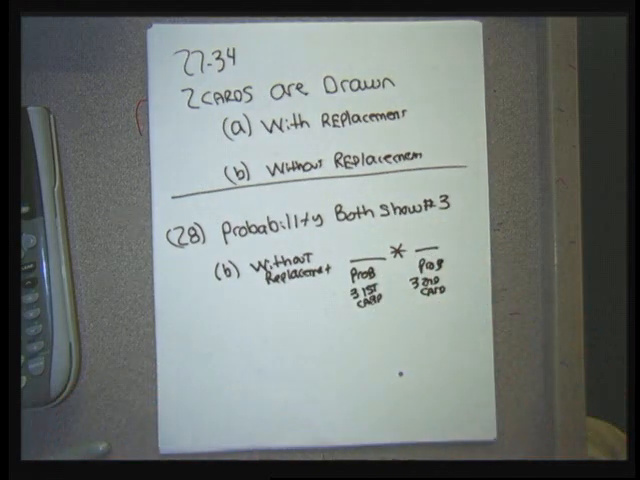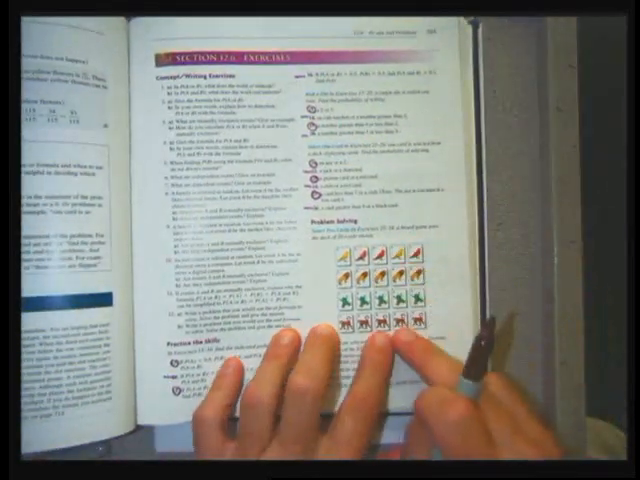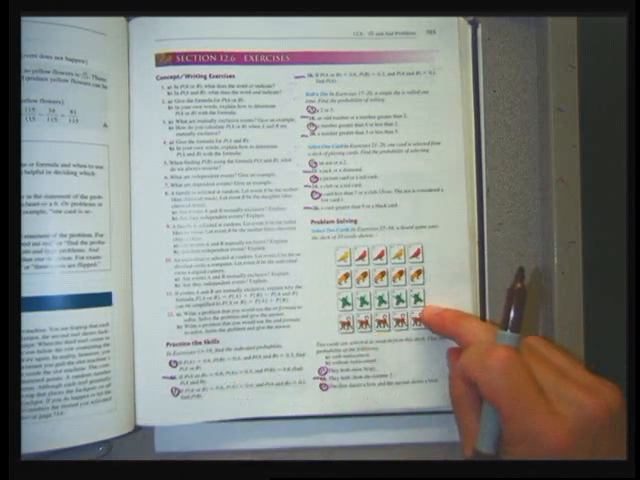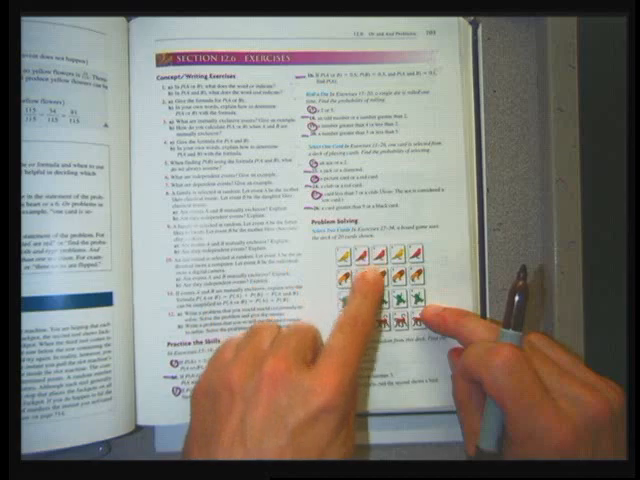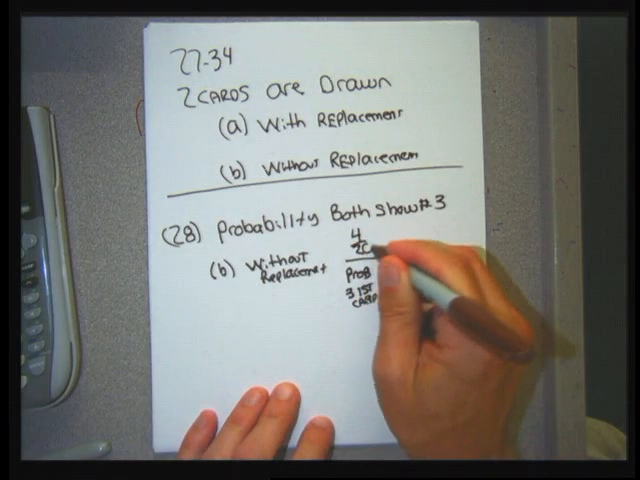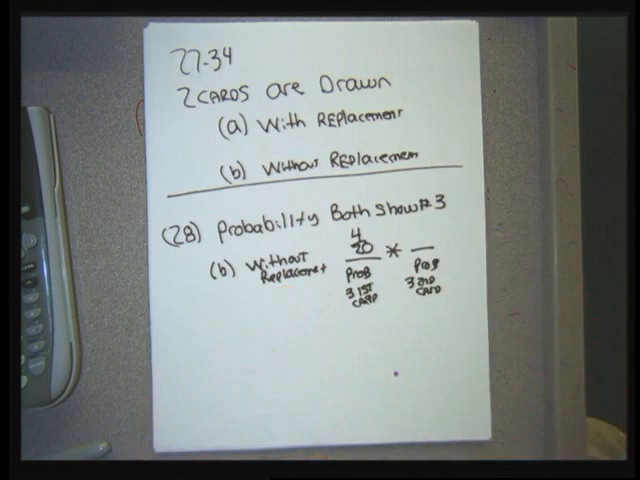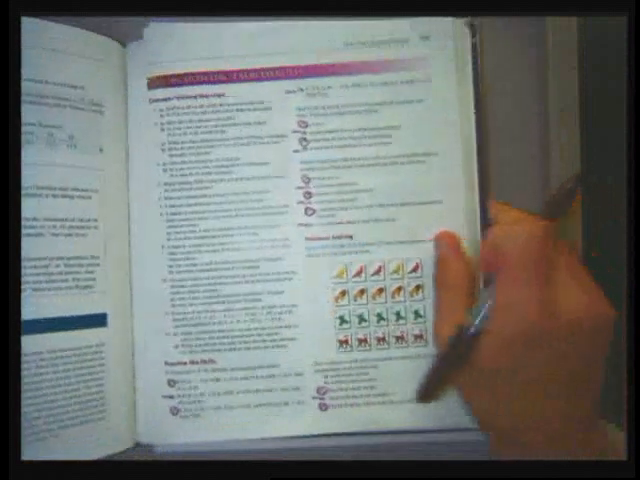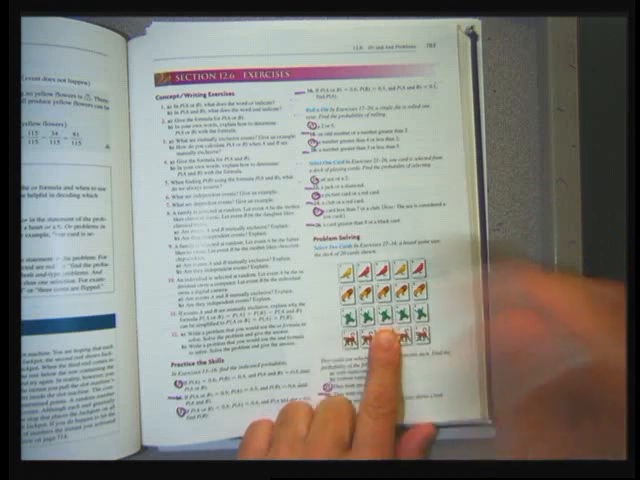So for the first one, if I'm just picking my first card, there are 1, 2, 3, 4 3s from the 20 cards. So the probability that my first card is a 3 is going to be 4 out of 20. Because in this deck of cards, there's 4 3s out of the 20 cards. Without replacement says that I'm going to pick the 3 out, and then I'm going to pick another card. So I'm going to take one of the 3s away, and then pick a card from what's left.